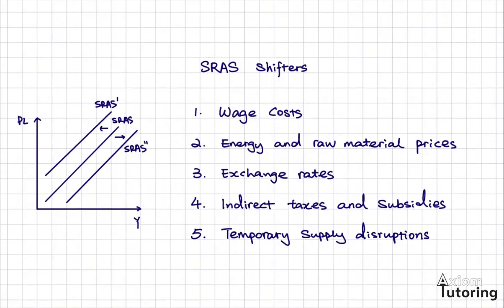The SRAS shows the amount firms are willing and able to produce at different price levels when some costs remain fixed. If production costs fall, profitability rises, and firms will supply more output at every price level, causing SRAS to shift rightwards. Wage costs are a major cost for many businesses.